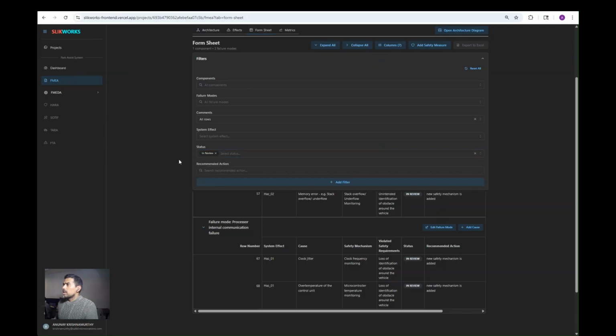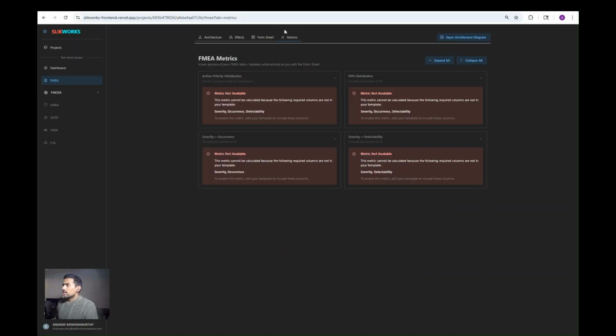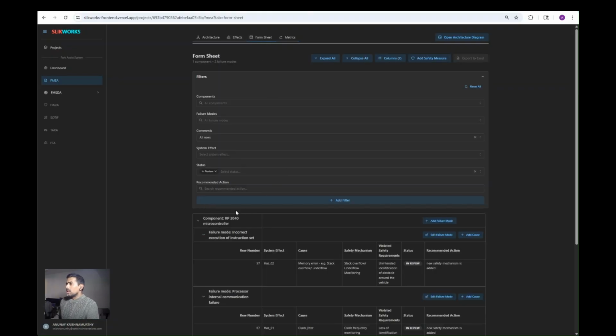So once the form sheet is completed, the last part of this is the metrics. Right now, we don't have any metrics available, of course, because we've not used the severity, occurrence, and detectability anywhere, or we've not used action priorities anywhere. We don't have any rating over here. But assuming that this would have been in the template, then metrics is also something that could have been used.